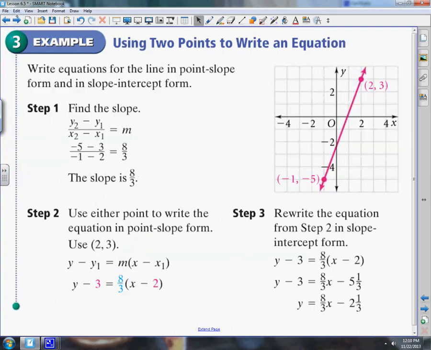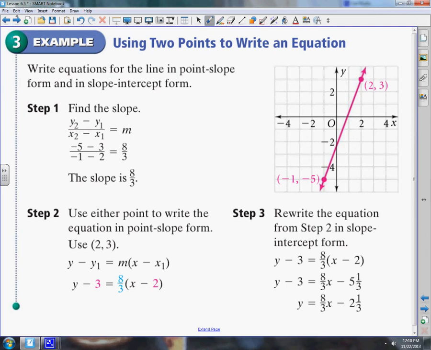All right, example 3 says using 2 points to write an equation. Write equations for the line in point-slope form and in slope-intercept form. They're just going to give you a graph. So here's my graph. Now they want it written in 2 different ways. So this is going to take 3 steps.